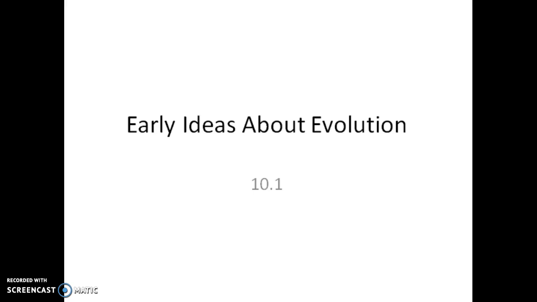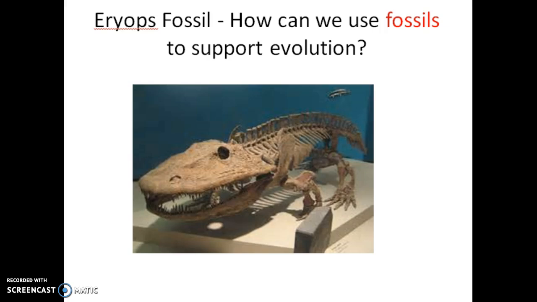So moving on today, we're going to be talking about some of the things that we looked at in our intro activity, which is where we were looking at Eryops. Here's a fossil of Eryops, no longer in existence. It went extinct tens of millions of years ago, 60, 70, 80 million years ago. And our question on the screen here is, how can we use fossils such as Eryops to support the idea of evolution? Well, I guess we should probably start with what evolution actually is.